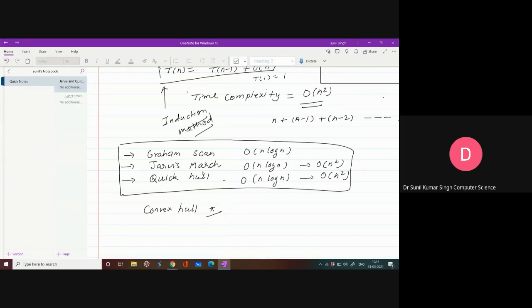Okay, so for today's class, I'm going to wind up here, because it is already 10:15 and I have some assignment to do, so I have to go there. And in case you people are not able to realize how the complexity of this quick hull algorithm is order of n log n, then I will discuss it again.